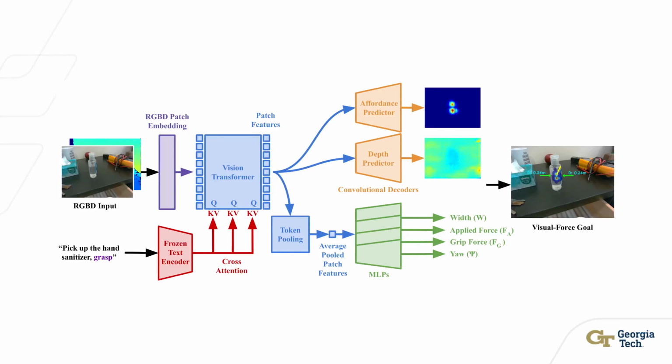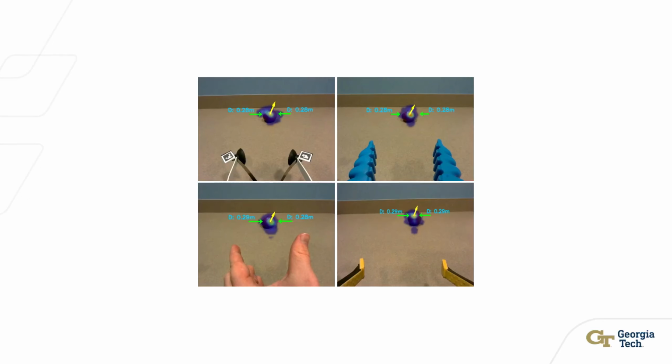tasks. ForceSight is an RGBD-adapted, text-conditioned vision transformer that encodes an image from a gripper-mounted depth camera in order to predict visual force goals associated with the next step of a specified robotic task. These goals are represented in the camera frame, thus enabling image-based planning. This also makes our predictions agnostic to the camera mounting location.